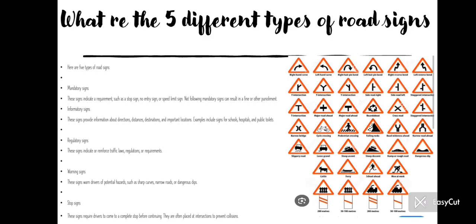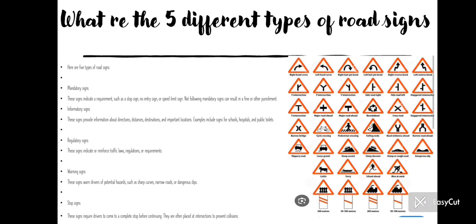Here are the 5, actually there are 5 different types of road signs. Those are mandatory signs, informatory signs, regulatory signs, warning signs, and stop signs. Actually, the mandatory signs are signs that require certain actions, such as the stop sign, no entry sign, and speed limit sign. Not following mandatory signs can result in a fine or other punishment.